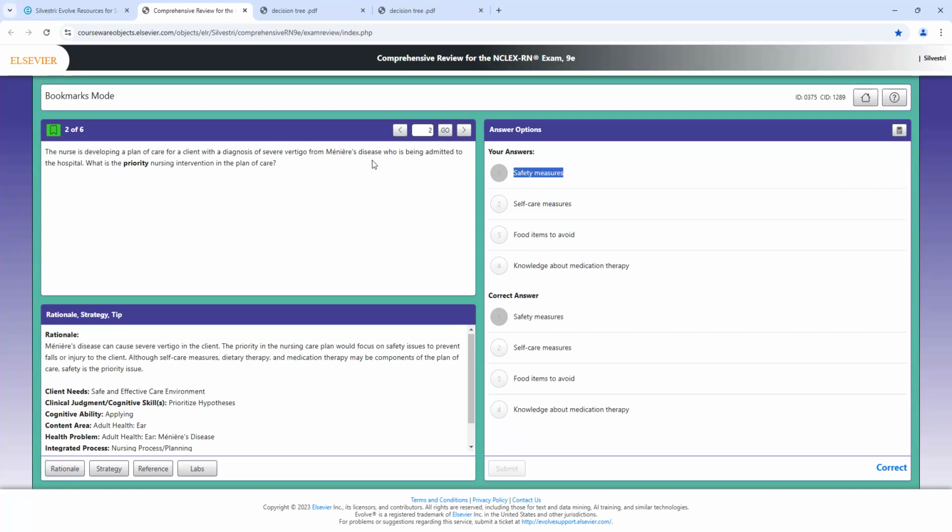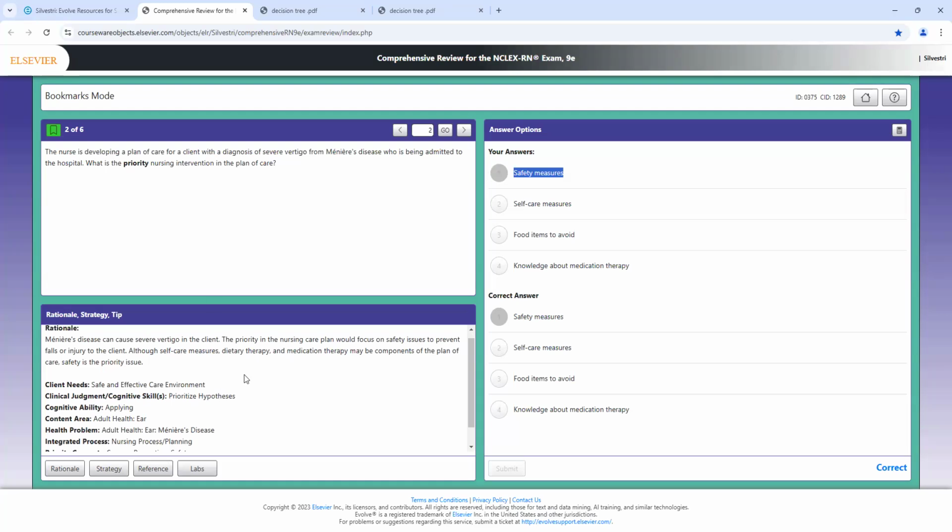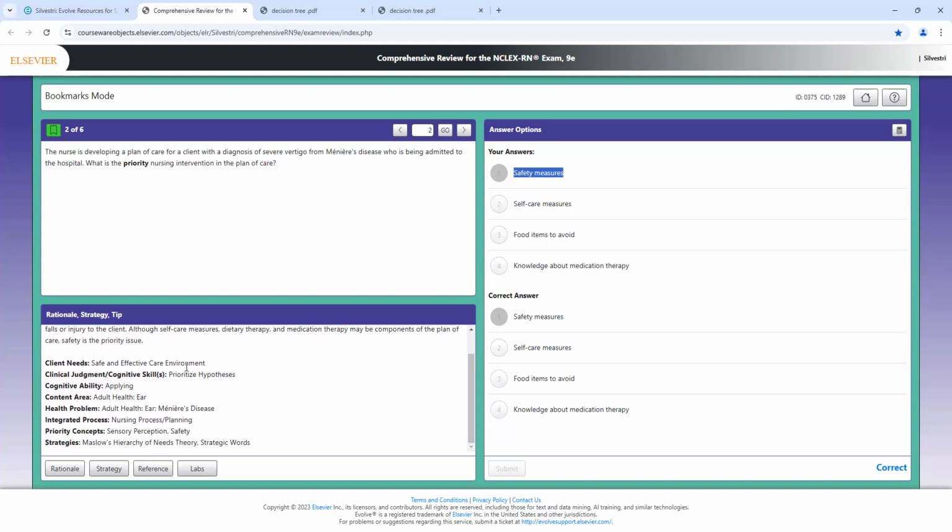I don't know what the heck Meniere's disease is, but I know my priority is going to be physical. I know if I can only do one thing, then I can leave for them. I'm going to make sure they're safe. Okay. So that's only one way that you could deduce that. The priority nursing plan of care would focus on safety issues to prevent fall or injury to the client. Although self-care measures, dietary therapy, and medication therapy may be components of the plan of care, safety is the priority issue. So look, we have the client's need is safe and effective care environment.